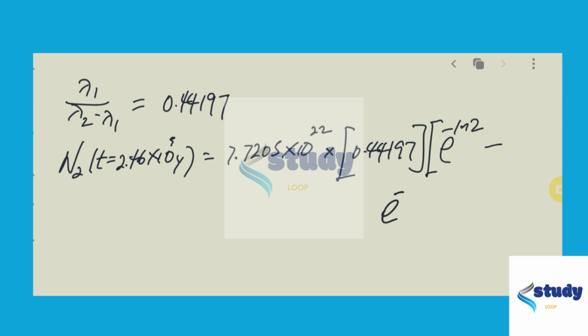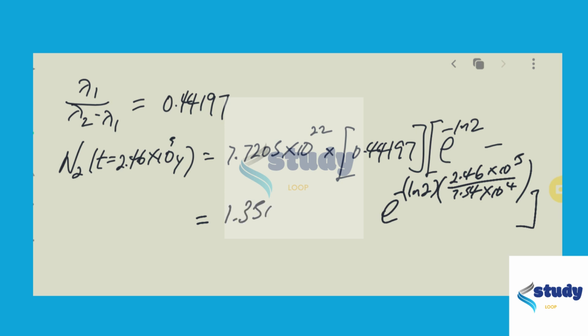In this case, you get 2.46 times 10 to the power 5 divided by 7.54 times 10 to the power 4. Okay, and then putting it into the calculator, we should get 1.3506 times 10 to the power 22.